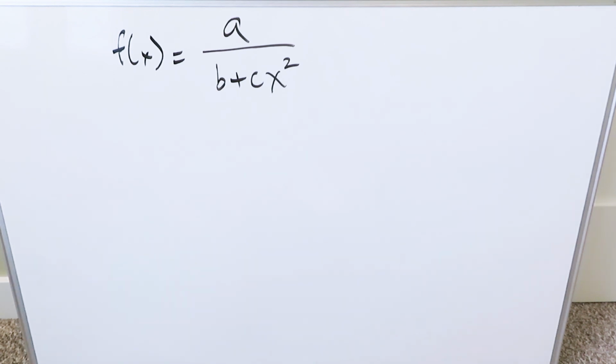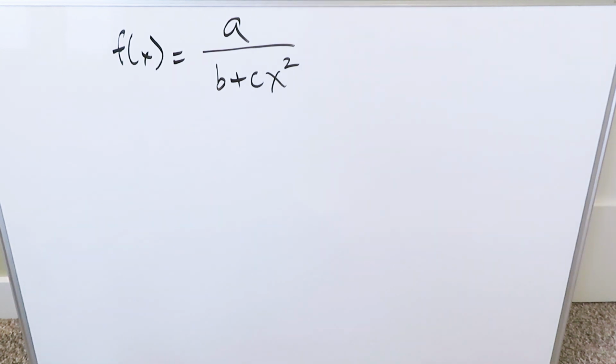We're looking here at this function f of x is equal to a over b plus cx squared, where a, b, and c are constants. This function shows up enough in calculus that you should be very familiar with it, and an excellent shortcut exists regarding this function related to area calculations, that is integral calculus.